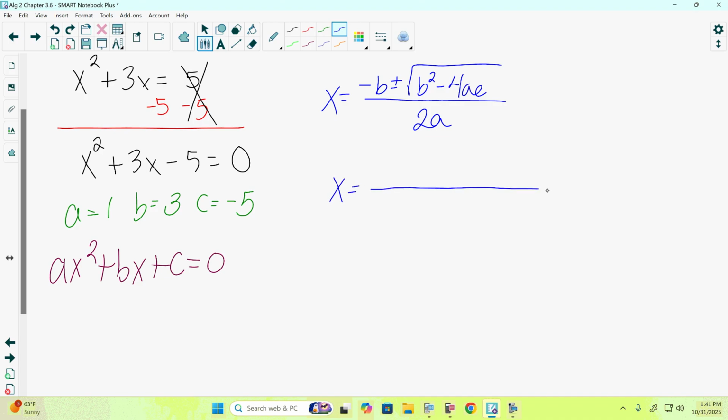Questions on how we found the values of a, b, c? Now, the value of a is not going to have x squared. It's not going to be 1x squared. It's just the number in front of x squared. B is just the number in front of x, so it's going to be 3. It won't ever be 3x. C is the number without x.